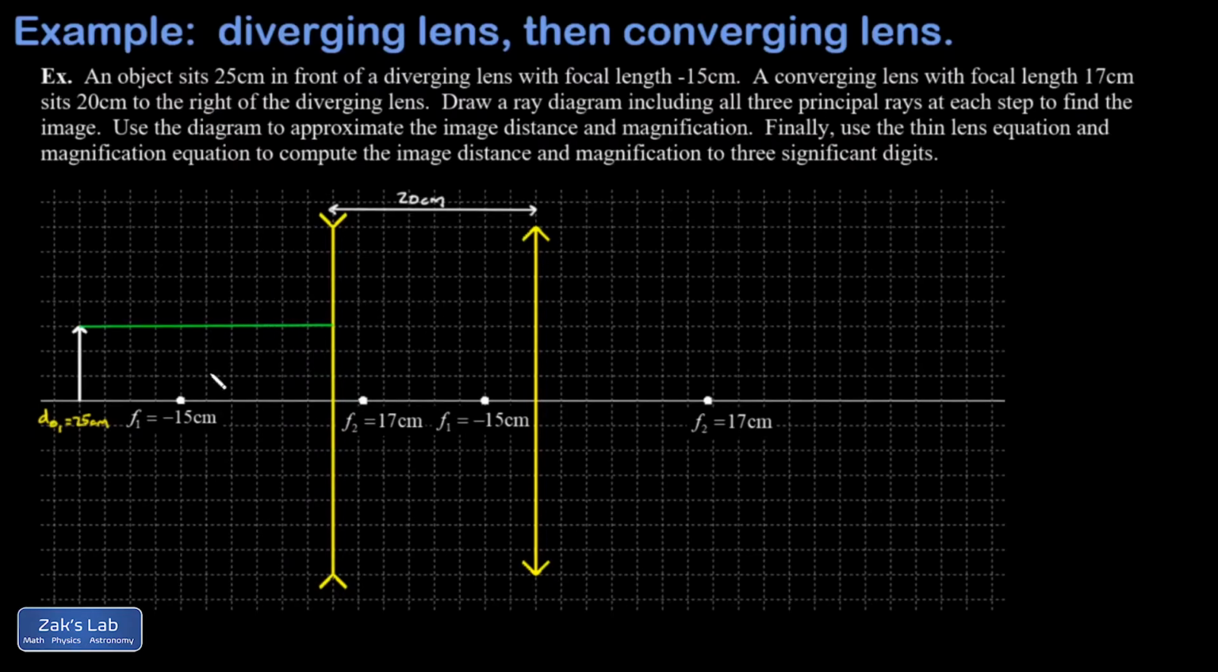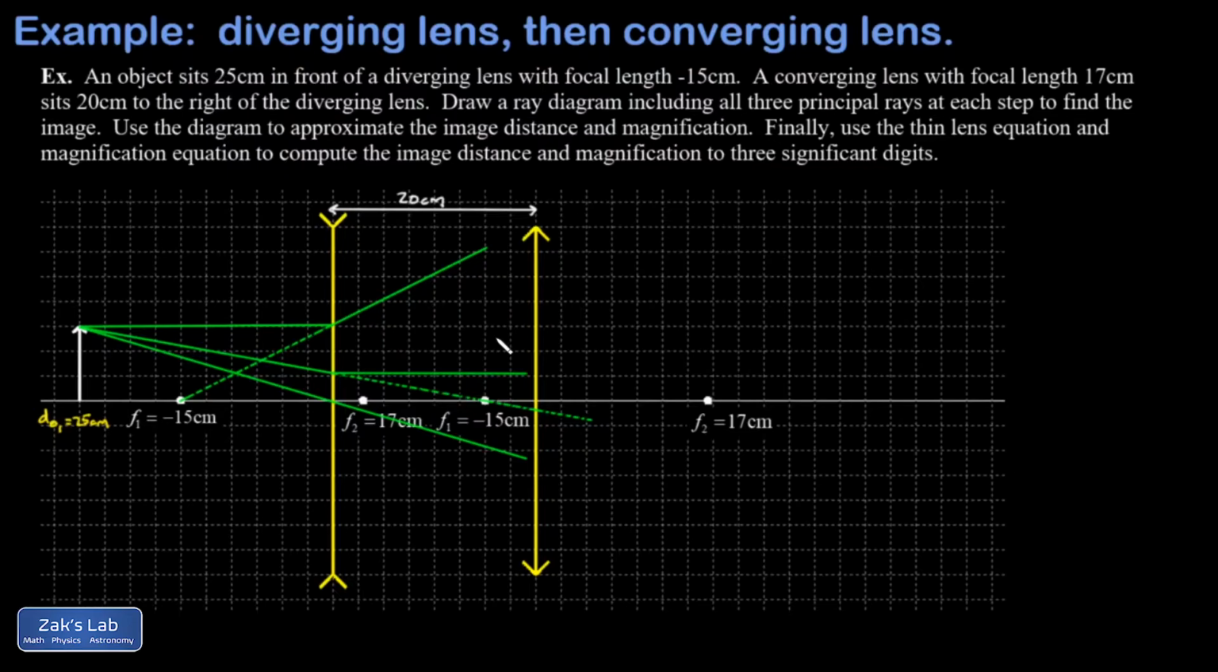A ray coming in parallel to the principal axis will be refracted away from the direction of the near side focus. Second, a ray coming through the center of the diverging lens is unrefracted. And third, a ray aiming toward the focus on the opposite side of the lens will be refracted parallel to the principal axis. So we have three diverging rays on the right side of this diverging lens, and we trace all those back to a common origin point.